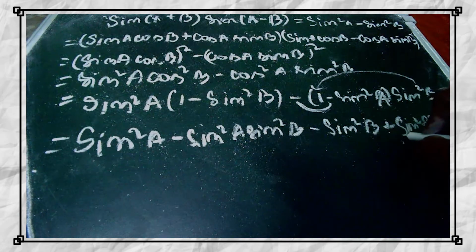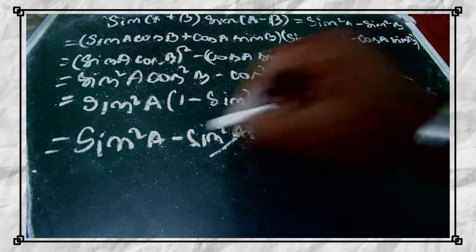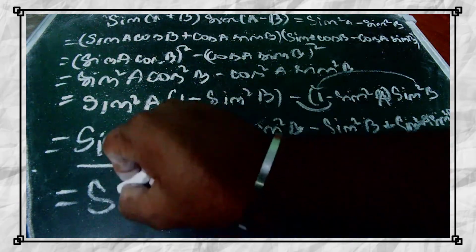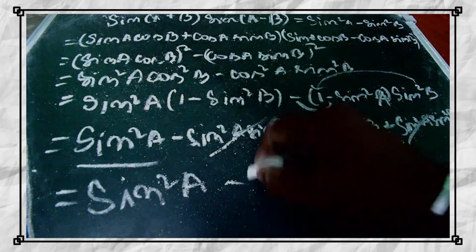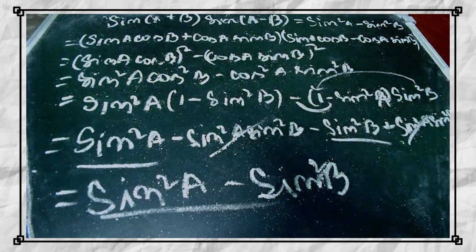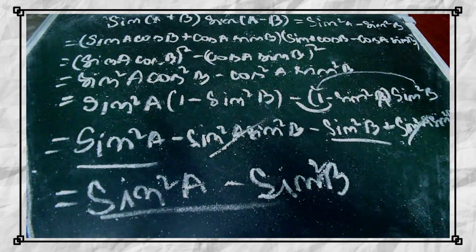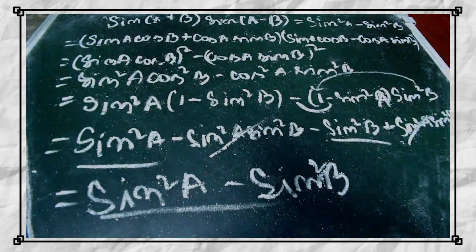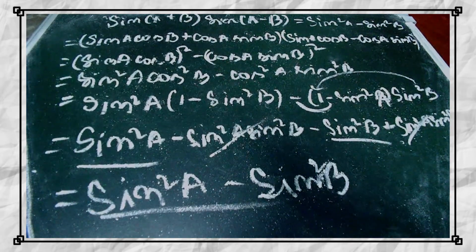So plus of sine square B and minus of sine square B get cancelled, so we have only sine square A and sine square B. Sine square A minus sine square B. So you can see the value of sine of A plus B into sine of A minus B is sine square A minus sine square B. So this was the derivation of sine of A plus B into sine of A minus B equal to sine square A minus sine square B.